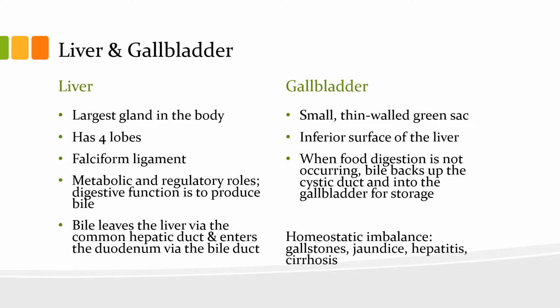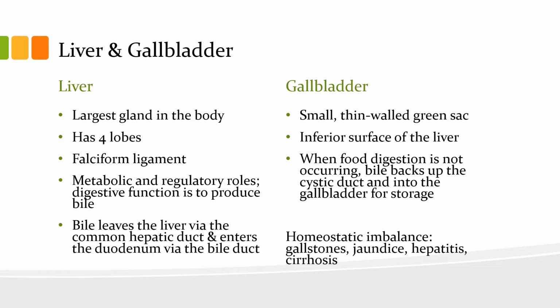The gallbladder is a small, thin-walled green sac that snuggles into the shallow fossa of the inferior surface of the liver. When digestion is not occurring, bile backs up the cystic duct and enters the gallbladder to be stored. While in the gallbladder, bile is concentrated by the removal of water. Later, when fatty food enters the duodenum, a hormonal stimulus prompts the gallbladder to contract and spurt out stored bile, making it available in the duodenum.